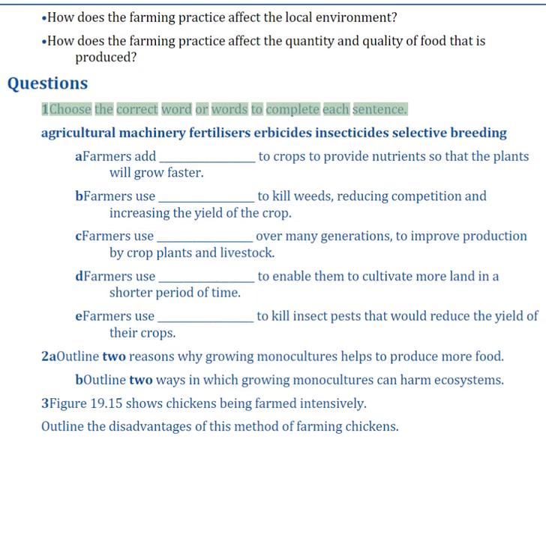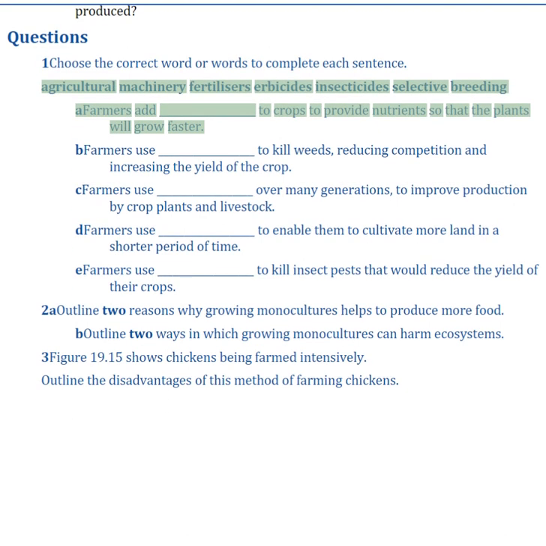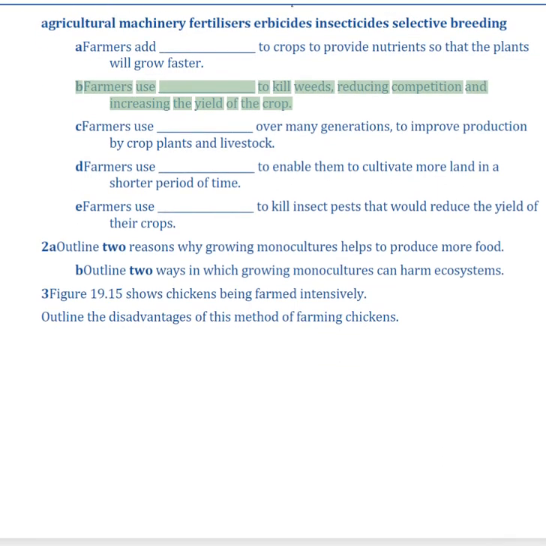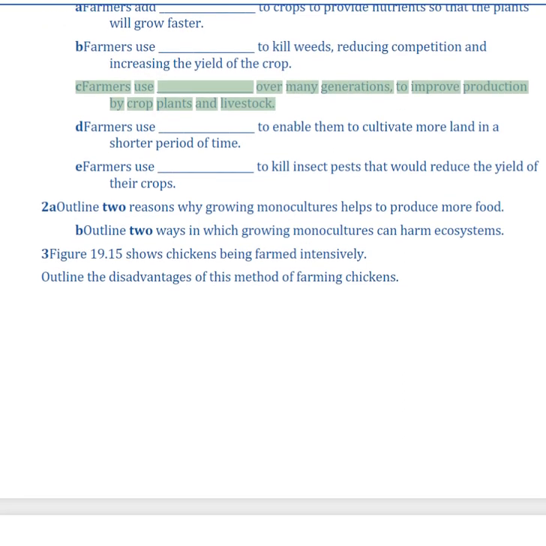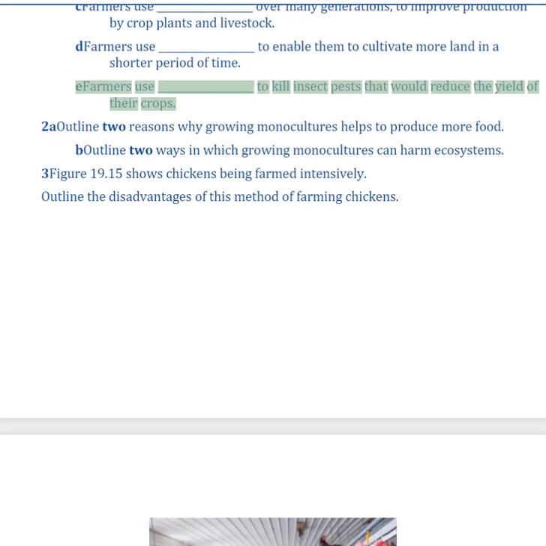Questions. 1. Choose the correct word or words to complete each sentence. Agricultural machinery, fertilizers, herbicides, insecticides, selective breeding. A. Farmers add to crops to provide nutrients so that the plants will grow faster. B. Farmers use to kill weeds, reducing competition and increasing the yield of the crop. C. Farmers use over many generations to improve production by crop plants and livestock. D. Farmers use to enable them to cultivate more land in a shorter period of time. E. Farmers use to kill insect pests that would reduce the yield of their crops.